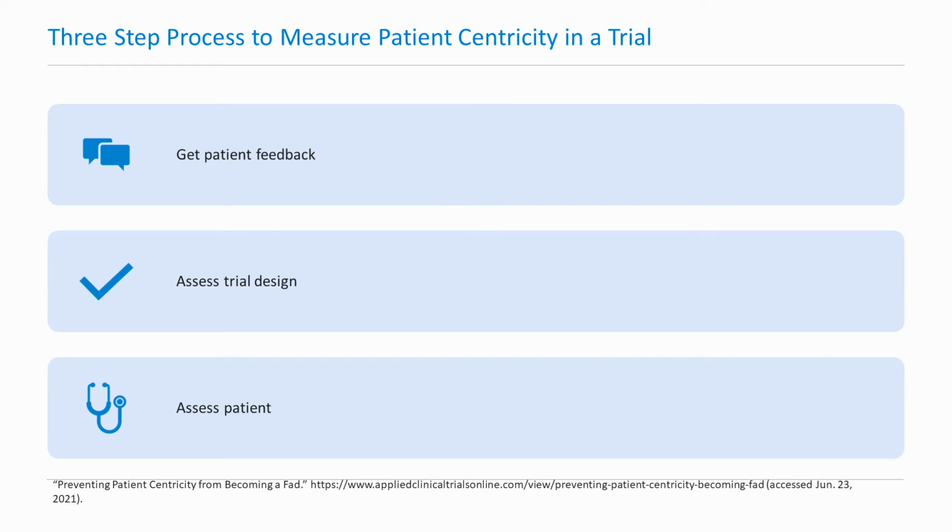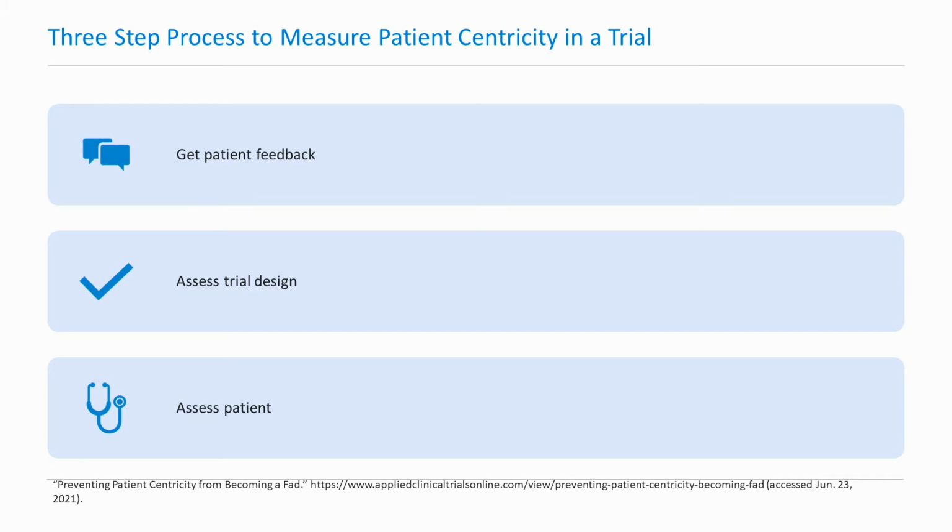Howley et al. defined a three-step process for measuring patient centricity. It involves getting patients' feedback by collecting appropriate data on patient engagement and their perception of the quality of the trial. The second step is to assess trial design by evaluating patients' and partners' responses to four main components. First, planning the study. Second, conducting the study. Third, disseminating the study results. And finally, fourth, adhering to patient-centered outcomes research.